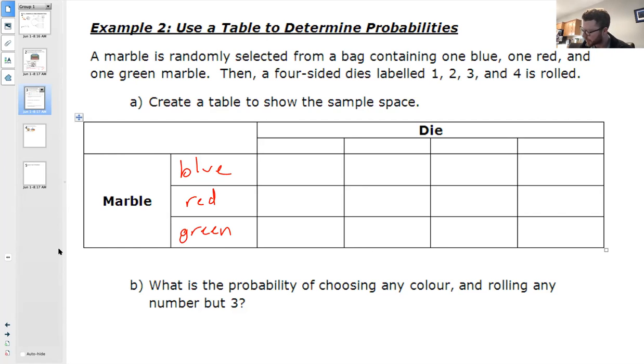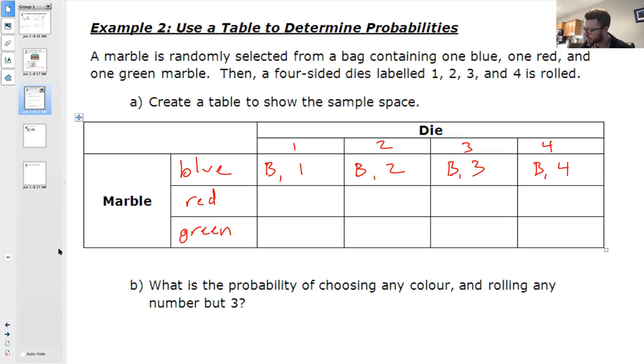Okay, and then we have a die which could be 1, 2, 3, or a 4. Now we're going to show our sample space in here. The first possibility is pulling a blue marble and rolling a 1. Second, pulling a blue marble and rolling a 2, blue marble and a 3, and blue marble and a 4. And again, we use the comma to separate the two events.